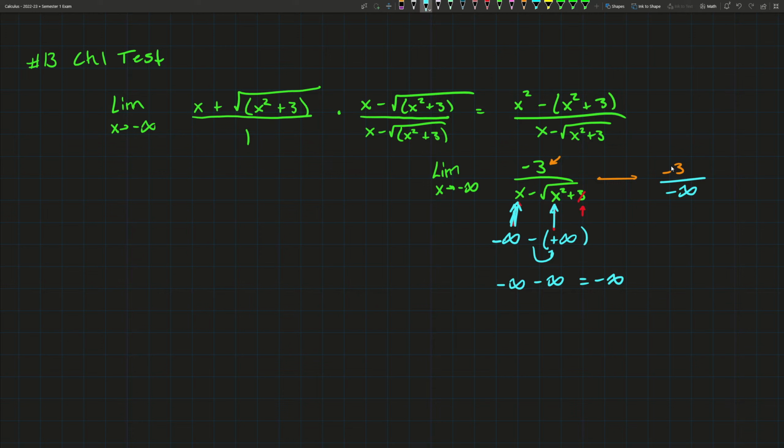Okay, and then when we look at this entire fraction, we have -3 over a negative, so that gives us a positive. And as our denominator grows infinitely, the entire fraction goes to 0. So this entire thing goes to 0. If it were a positive number, it would be a positive number, but it's going to be 0.